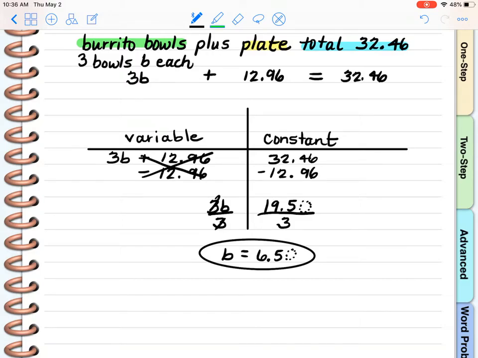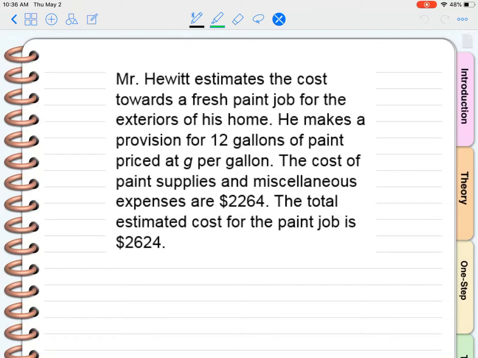Okay, let's try problem 2. Mr. Hewitt estimates the cost towards a fresh paint job for the exteriors of his home. He makes a provision for 12 gallons of paint priced at G per gallon. The cost of paint supplies and miscellaneous expenses are $2,264. The total estimated cost for the paint job is $2,624.